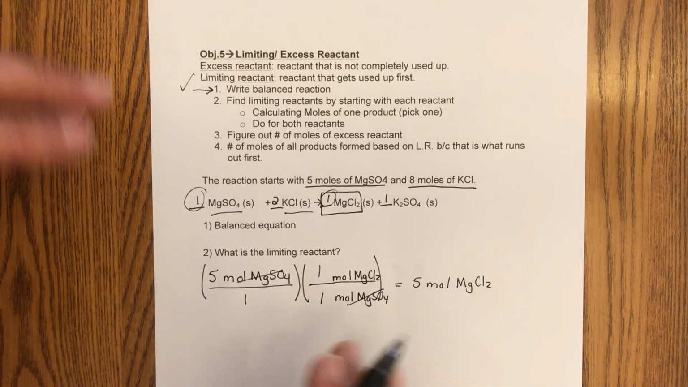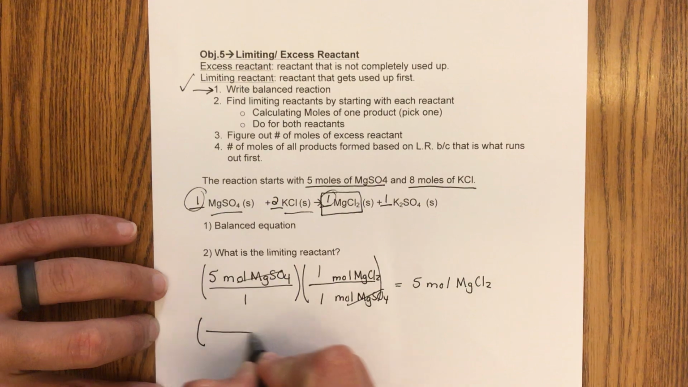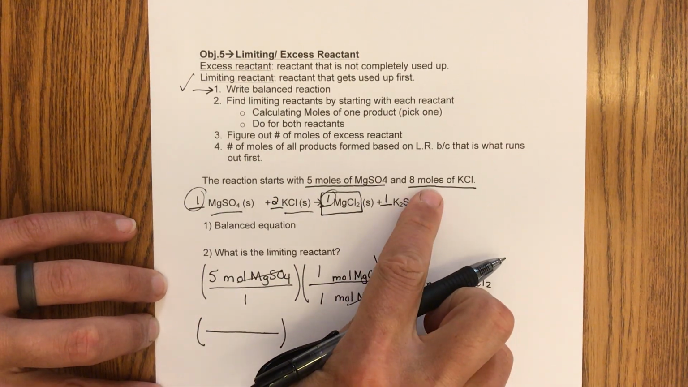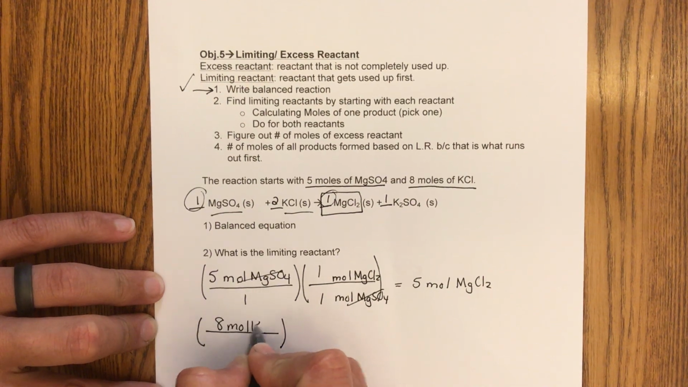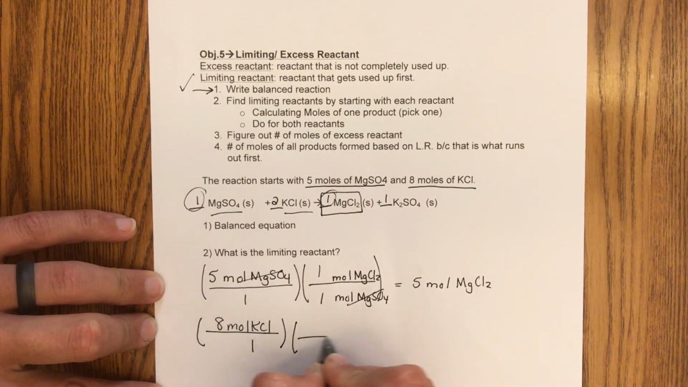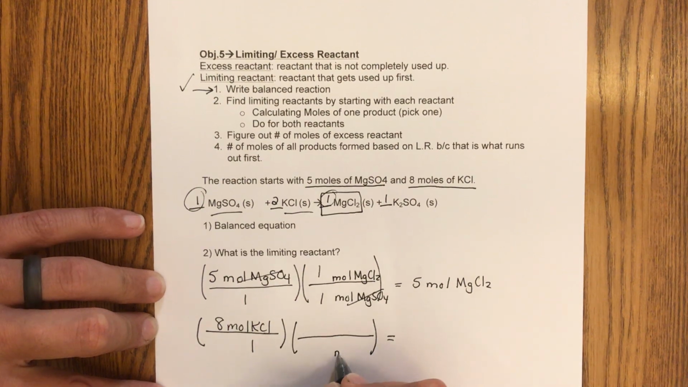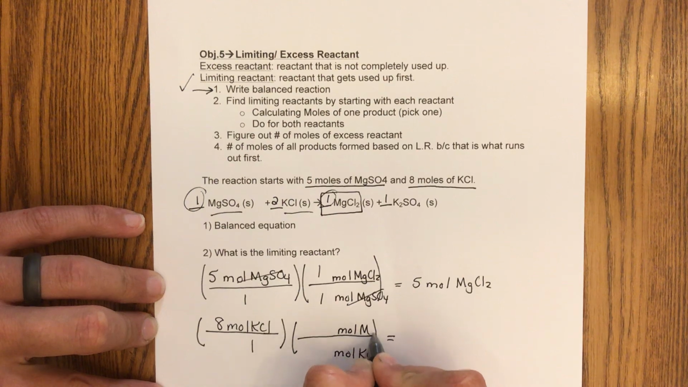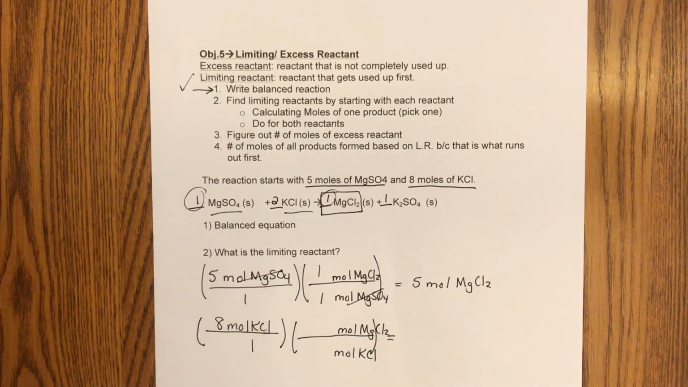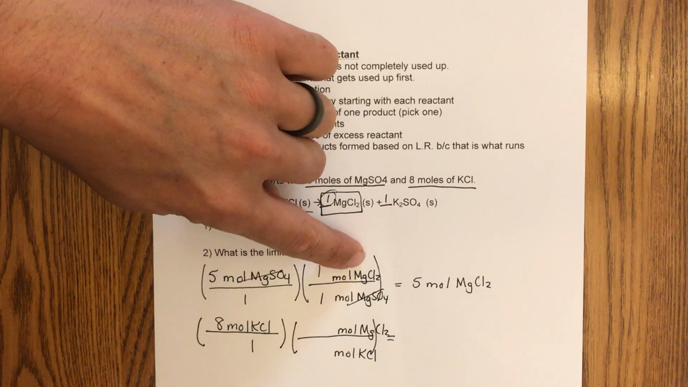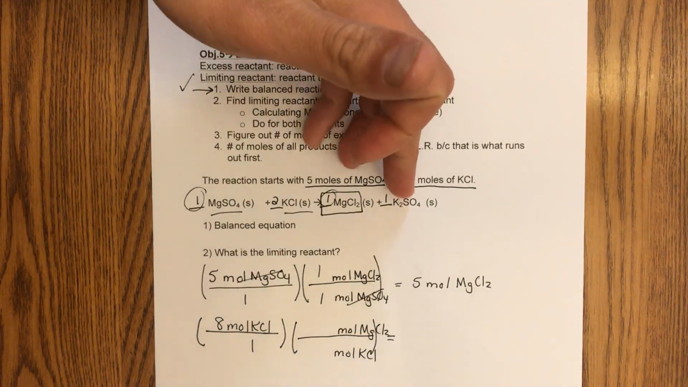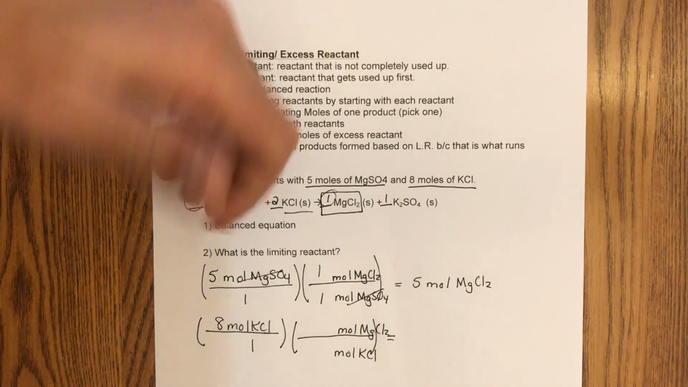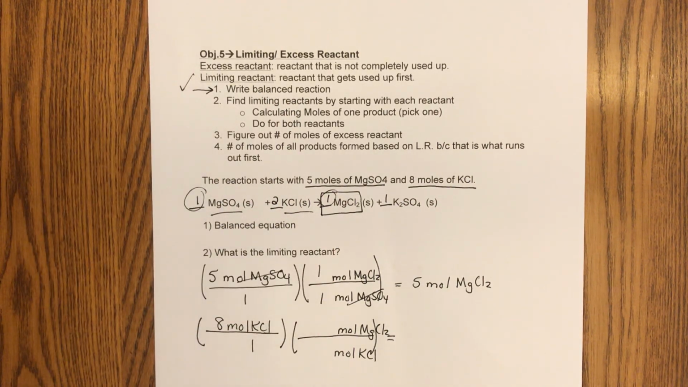So a totally separate stoichiometry problem, but we're starting with the other reactant, which is 8 moles of KCl. Still a one-step problem because we're going to go from moles of KCl into moles of MgCl2. I have to do it to MgCl2 because that's what I did on the first one. I have to compare apples to apples. I couldn't go to a different product at this point.